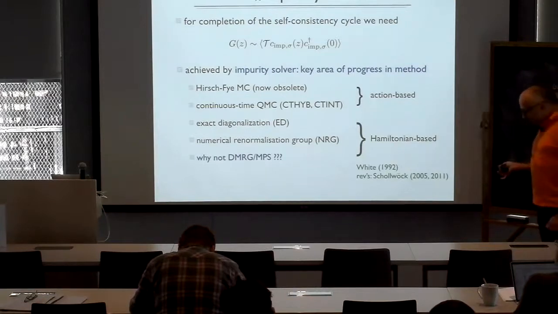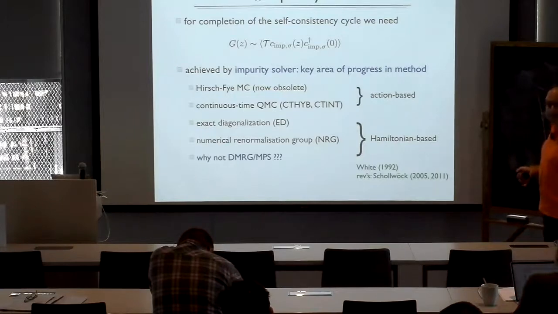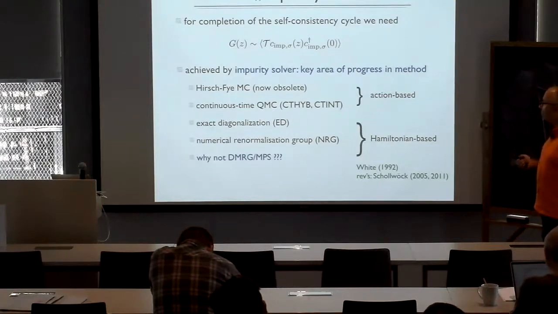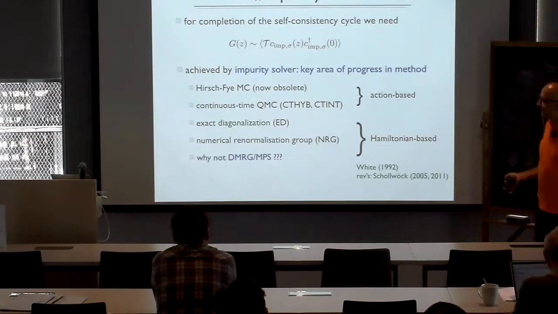And I would say it's quite fair to say that the key progress of the method has very often been related to progress in having better impurity solvers. And so you have those methods that are based on formulating the problem as an action. You had this good old Hirsch-Fye Monte Carlo, which is now obsolete, which was replaced by the continuous time quantum Monte Carlo method. Some of the inventors of that method are also currently in the room.